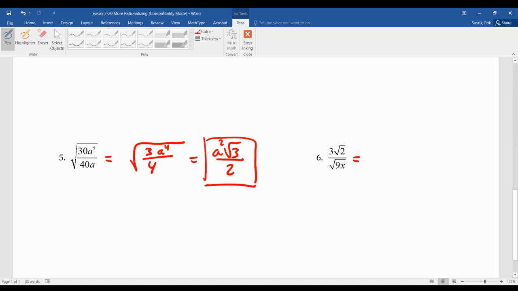Okay, last one of the sheet, last one before spring break. I know it's been tough. Don't worry, we'll get through it.